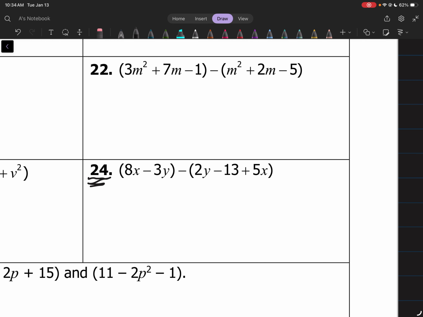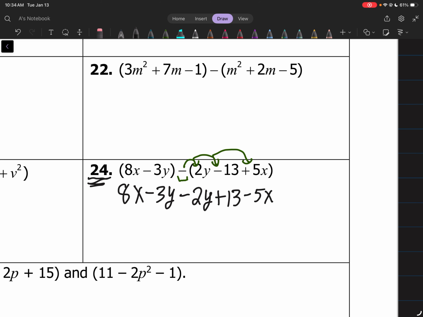24. The first thing I notice, I have a negative, so I'm going to distribute it. 8x minus 3y minus 2y plus 13, because of changing the signs, minus 5x. I'm going to combine my x and y terms. 8 minus 5 is 3x. Negative 3 minus 2 for the y's is negative 5y. And then plus 13 at the end.